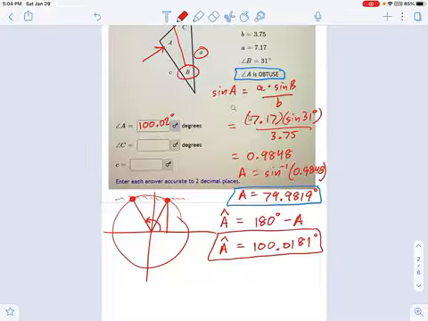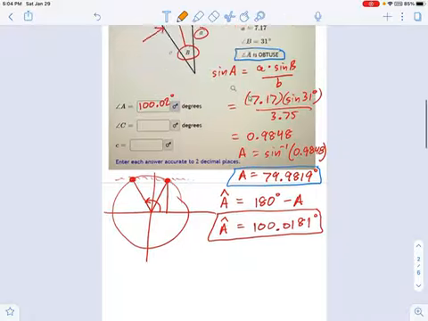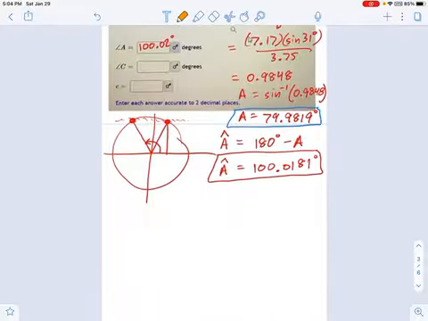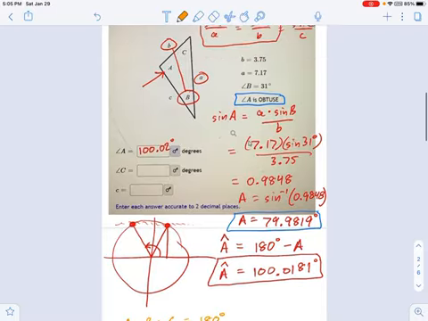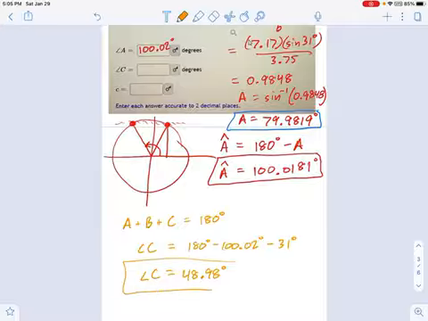Okay, now you're moving on. I think the rest of the problem should be fairly straightforward, but I'll just give you some reminders of how to do this. How about angle C? I want to go for angle C next because I can't get little c. I don't have anything about the c's to work on, but I can get big angle C without even using the law of sines, just by remembering this. A plus B plus C equals 180 degrees. So that means angle C equals 180 degrees minus 100.02 degrees minus 31 degrees. So that tells me that angle C is 48.98 degrees. Great, that was easy.